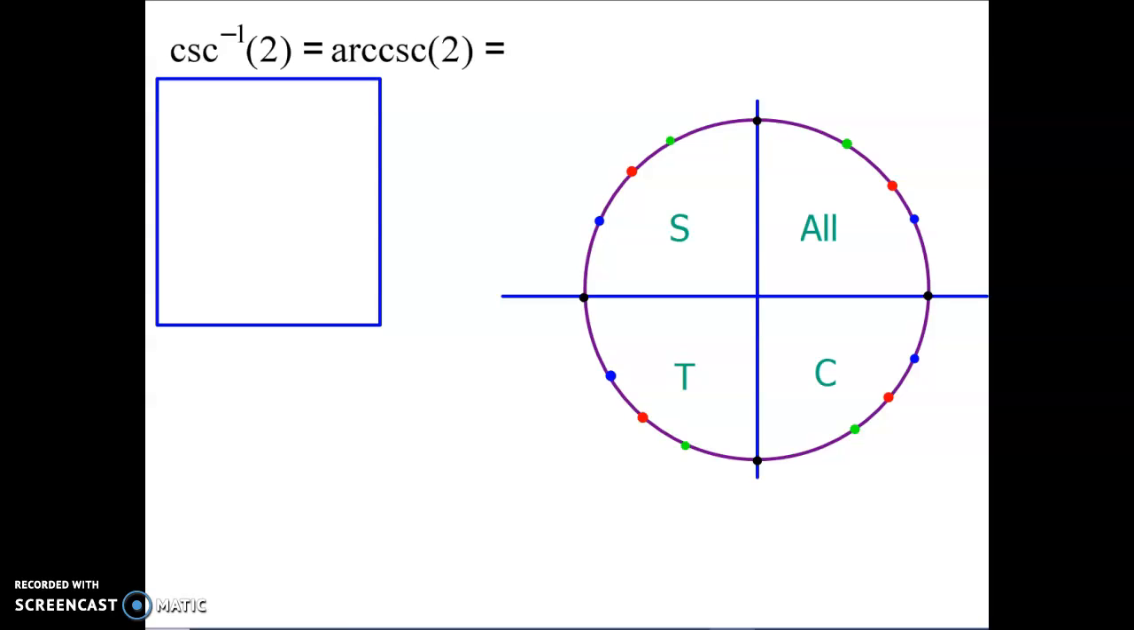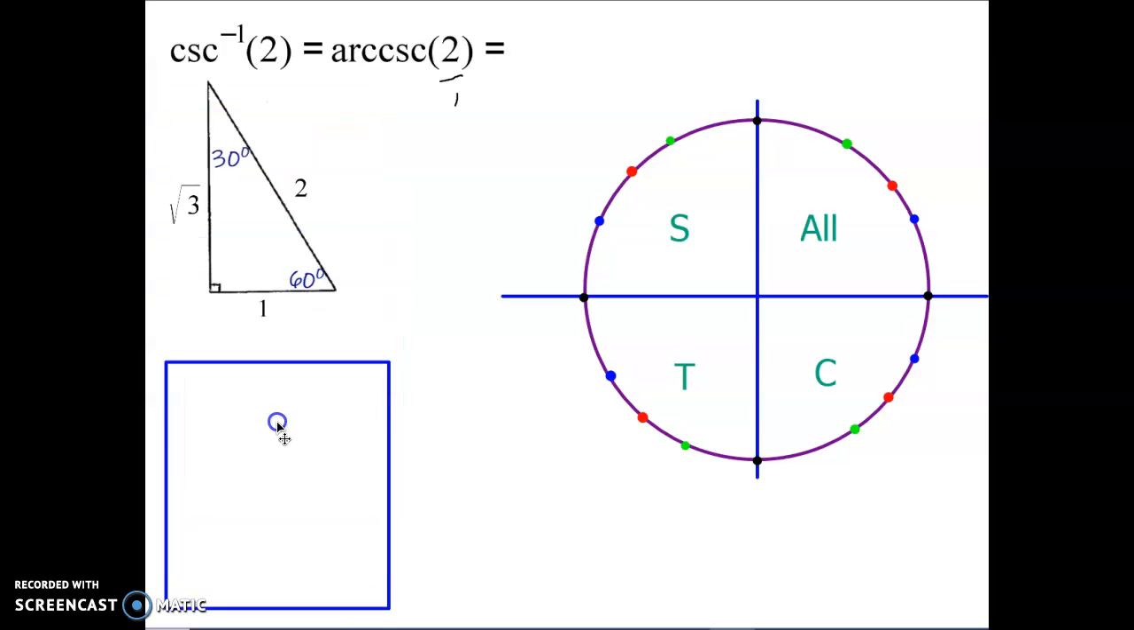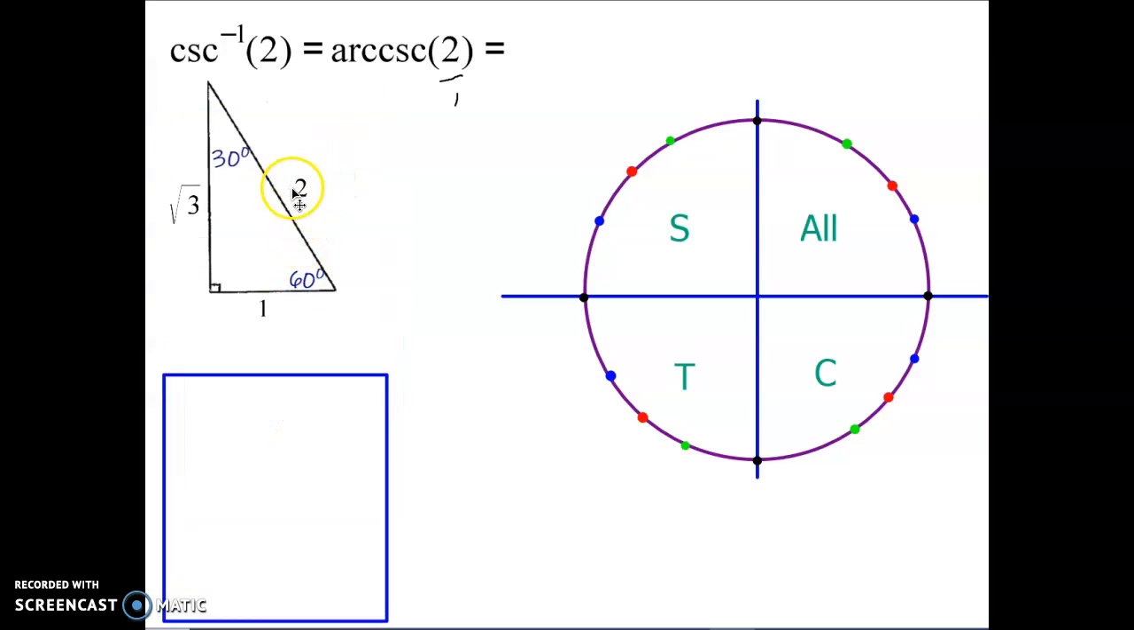All right, let's try one more. Arc cosecant of 2, or you can say 2 over 1 if you want to. So what angle has a cosecant of 2? Hypotenuse over opposite is 2. All right, so let's see. I've got hypotenuse and I've got opposite. That's going to be my 30-degree angle. And do you remember what the denominator is with that in radians? It's a 6, because there are 6 30s in 180. I know I'm going to have two answers.